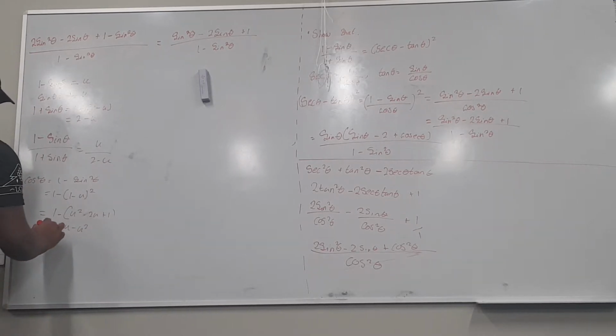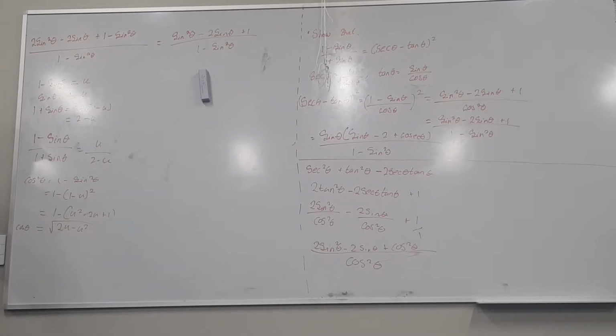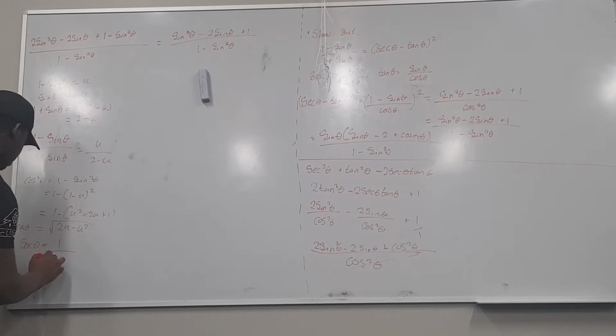So to get cosine, it is the square root of that. So that's cosine. Okay, so that's that for that. So if you do it for sec theta, it is equal to 1 divided by the square root of 2u minus u squared.